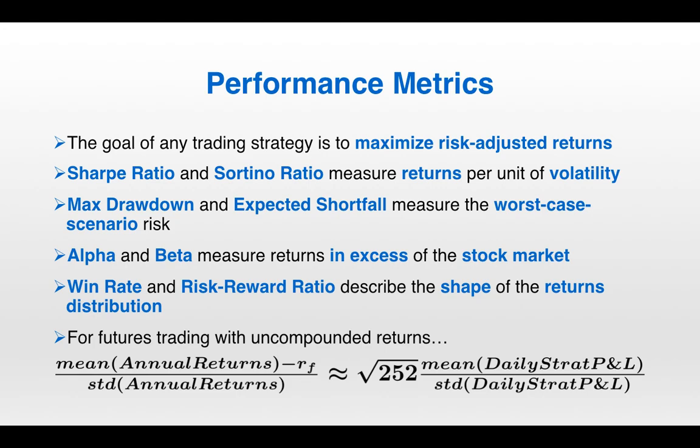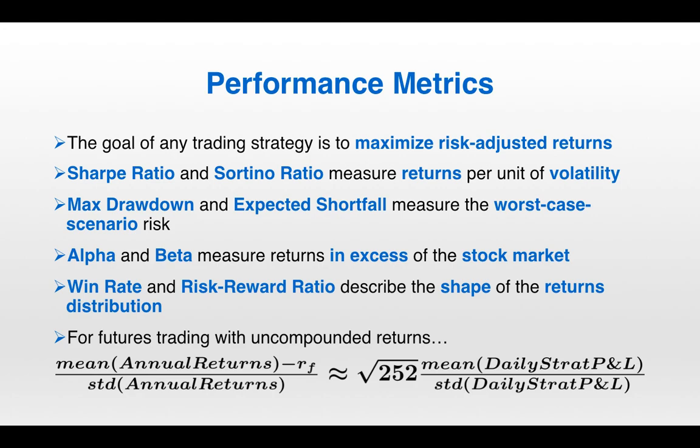Alpha and beta, we use those in order to measure the returns in excess of the stock market. So what fraction of the returns are coming from the strategy alone, and what fraction of returns are just coming from the stock market. Win rate and risk-reward ratio describe the shape of the returns distribution. How often do I win? When I do win, how much money do I make? And when I lose, how much money do I lose?